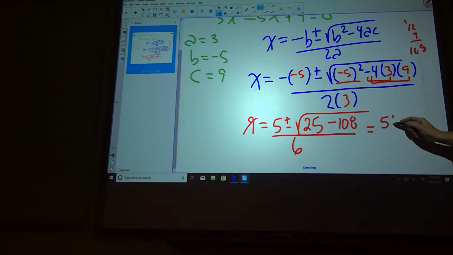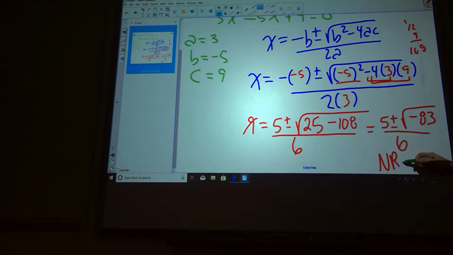What's going to be under the square root sign? A positive or a negative number? Negative. Does everyone agree it's going to be a negative number? So 25 minus 108 is -83. So what can you tell me the answer has to be now? Non-real. Yeah. Non-real, so NRS. Just write NRS. That means there's no real solution. Real means you're talking about the real number system. The real number system is the actual name of the number system.